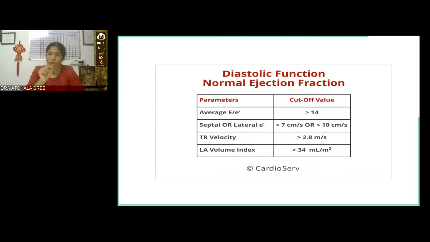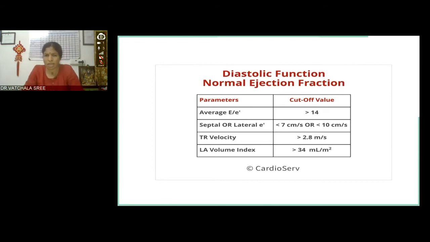The moment you know you're dealing with a patient with normal ejection fraction, you have a different algorithm. The moment you're dealing with a patient with reduced ejection fraction or left ventricular hypertrophy, you have a different algorithm. And there are other special circumstances like what do we do in atrial fibrillation, in mitral stenosis, in mitral valve replacement, all of which we will touch on at the end.